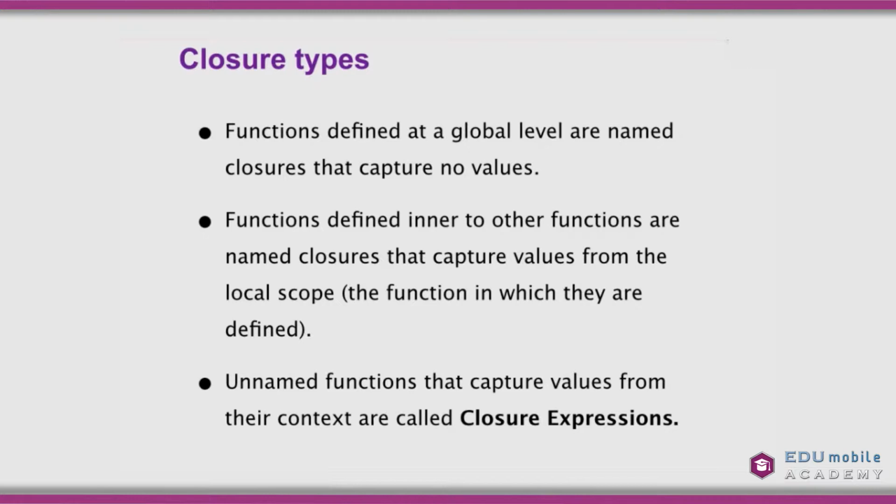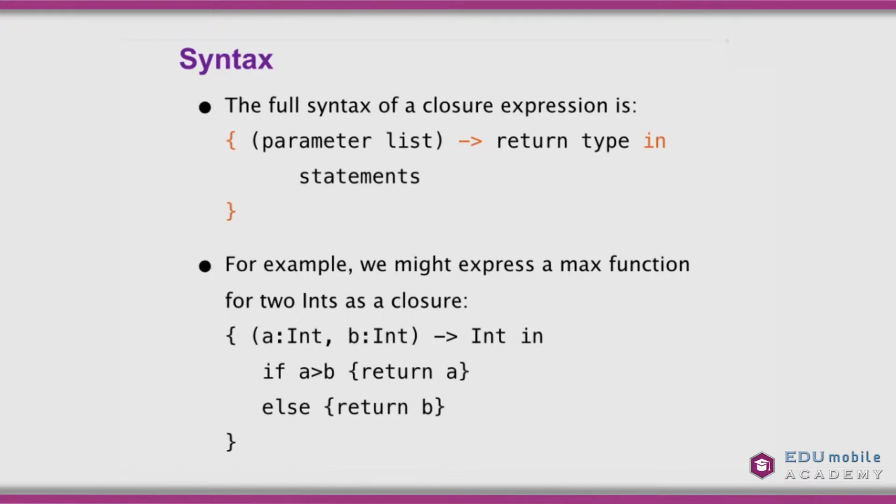Now, what in the world am I talking about here? Well, the syntax for a closure expression is this. Notice the curly braces. This is the literal syntax for a closure expression. We have a parameter list, the arrow, a return type, and then the keyword in, and then whatever statements we're going to have for the closure. The keyword in tells the compiler that we're done with the parameter list and the return type, and now we're moving on to the statements in the closure.